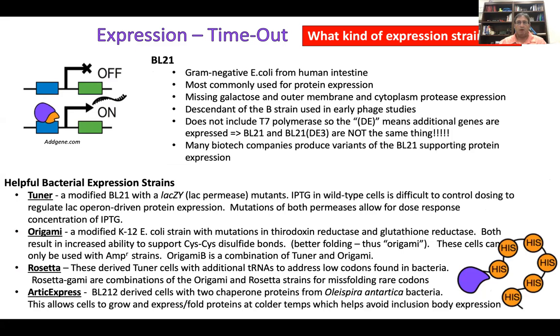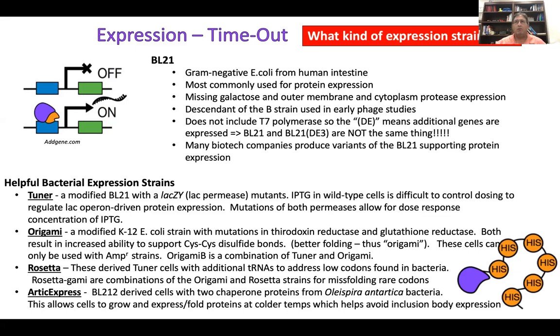Another thing you want to think about is what strain. As I said before, you have sets of strains for DNA production and storage, and then we have protein expression. We already hinted at the BL21. These are gram-negative strains of bacteria that initially came from the human intestine. They're the most commonly used, or variants of the BL21.